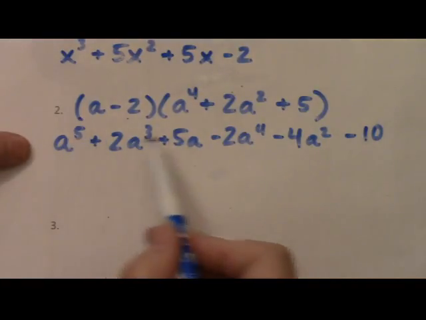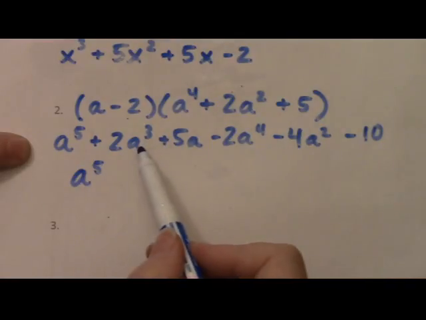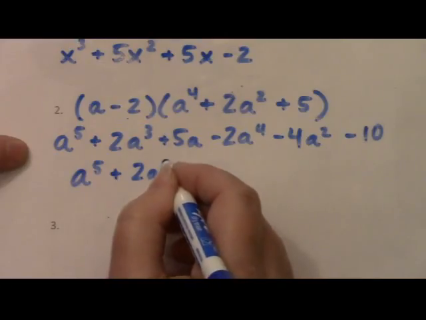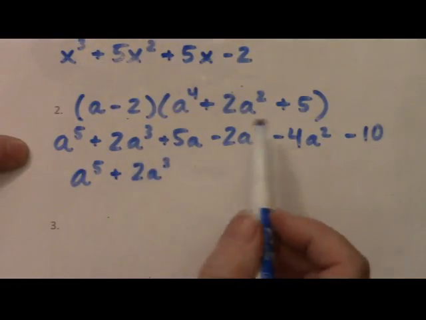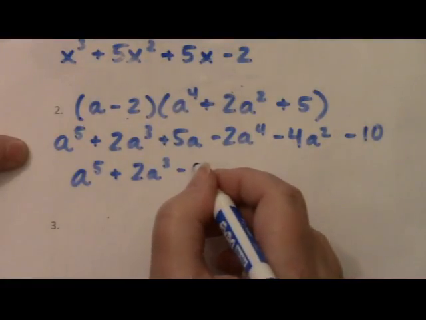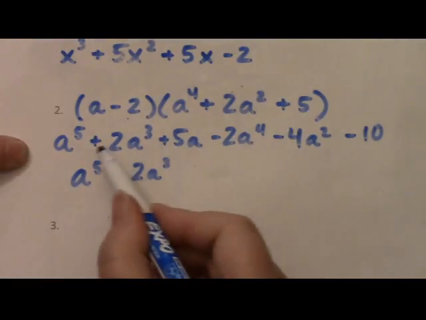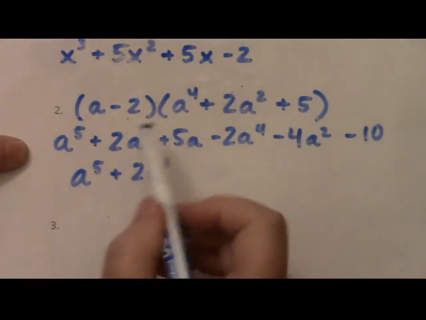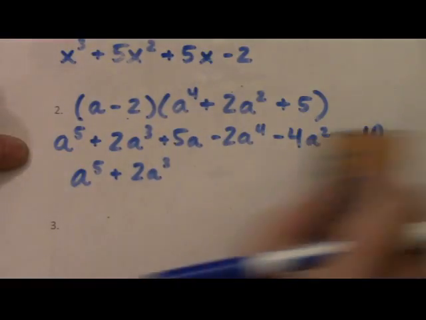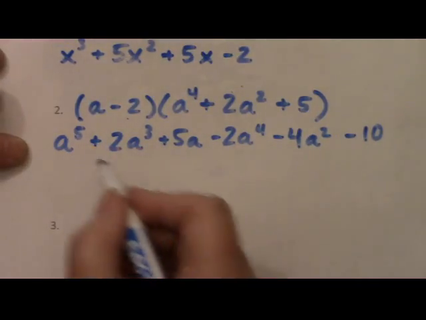Now, do I have anything else that's to the 5th power? No. Do I have anything else to the 3rd power? No. Plus 2a to the 3rd. Do I have anything else that's to the 4th? No. Actually, oh, look what I ended up with. Random numbers gave me a 5, a 4, a 3, a 2, a 1, and a constant. So we can't combine anything. But we do have to write everything in order.